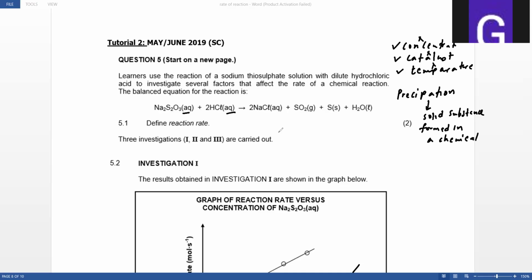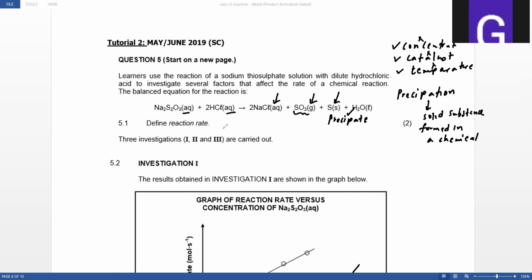In the product, not the reactants. When you look at this, it is an aqueous solution. This is a gas. This is an example of a precipitate. So if we were to measure, we might use the volume of gas produced, or we might consider the color change by looking at the precipitate. It depends on the question.